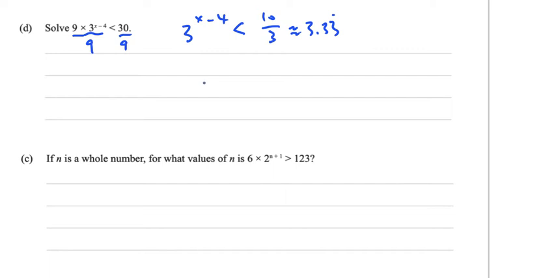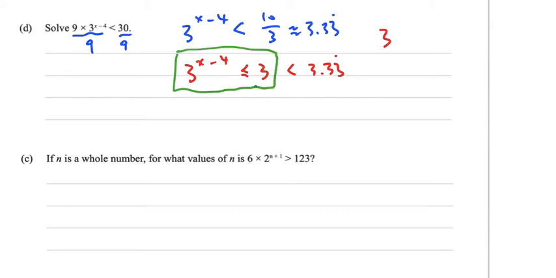I can't turn 3.33 something into 3 to the power of something. I don't really know how to do it. But I can find a number pretty close, which is 3. If I can satisfy 3 to the power of x minus 4 less than or equal to 3, this should be less than 3.33, right? So we're going to focus on the things that we can do.